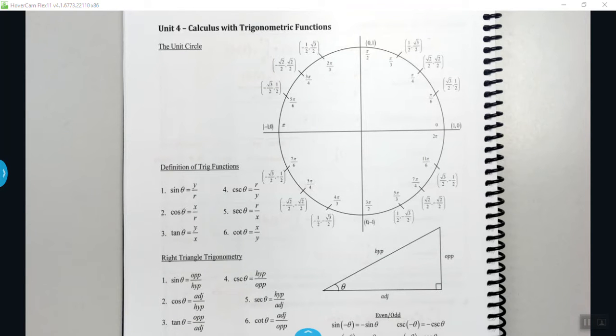Okay, the trig, you gotta remember the unit circle. Important identities for you to remember are.